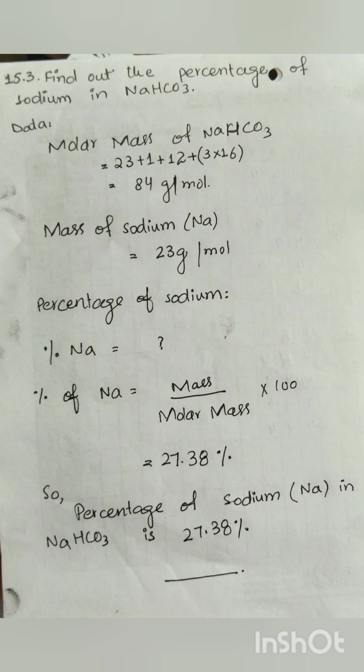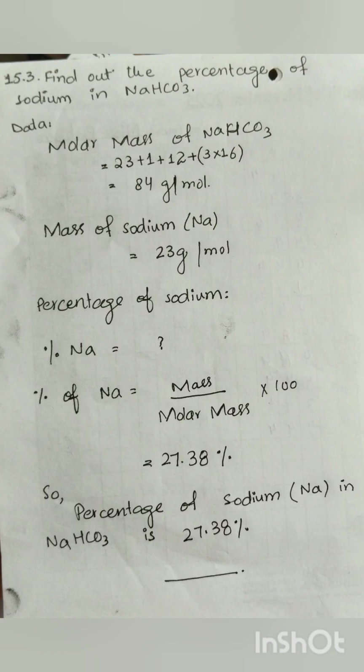Third numerical, which is: find out the percentage of sodium in NaHCO3. In first step, we will find the molar mass of NaHCO3, which is 84 gram per mole. And now we will find the mass of sodium, which is 23 gram per mole. By using this value, we will put it in our percentage of sodium formula. The formula is percentage of sodium is equal to mass divided by molar mass multiplied by 100.